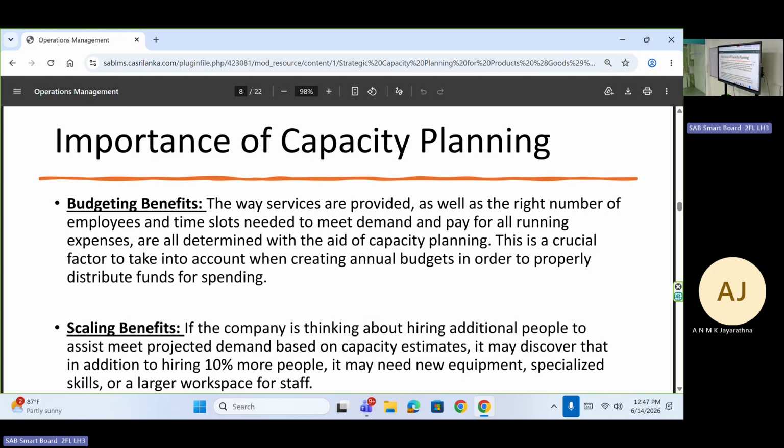Because we can find the quantities and periods from the capacity plan. From the capacity plan, we can identify the quantities as well as when they are producing more, when they are producing less. Based on that, they can adjust the budget as well. That is budgeting. Then read the scaling benefit.